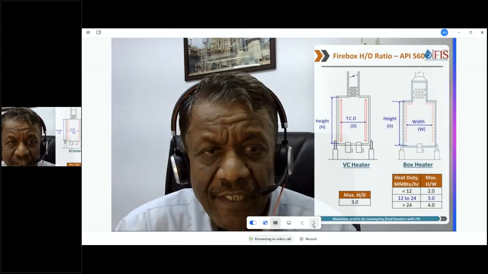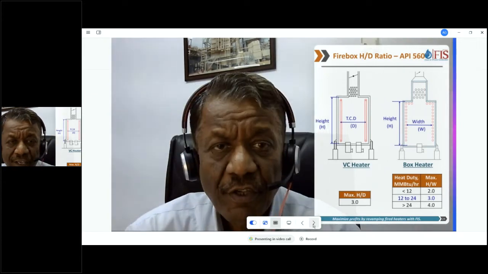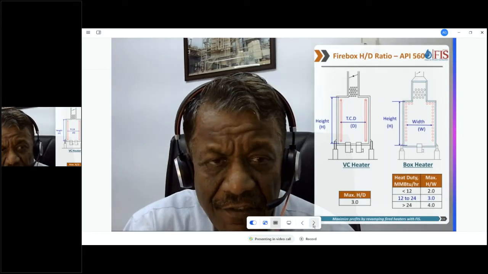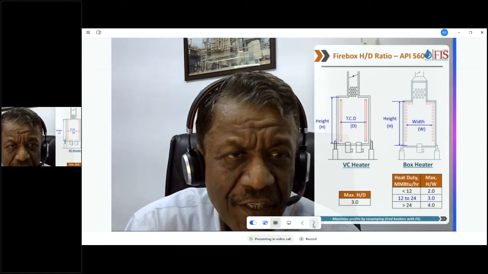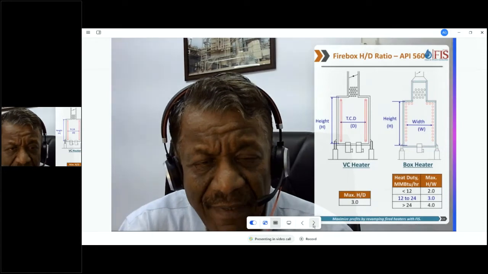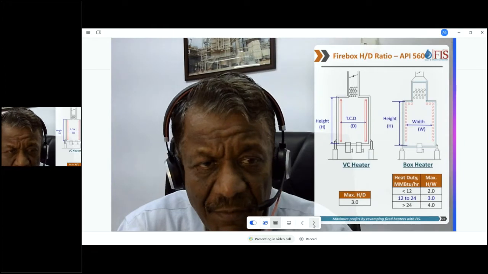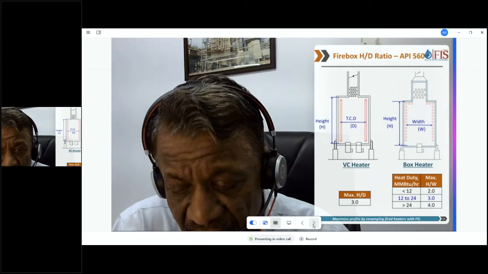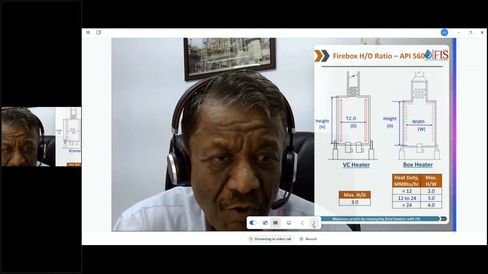Another thing which we want to control for uniform heat transfer is H by D in a vertical cylindrical heater, or H by W in box heaters or cabin heaters. API 560 gives a maximum H by D of 3 for VC heaters, and they have now gone up to 4. Both numbers used to be 2.75. My recommendation is don't exceed 2.5 or 2.2. The lower the better.